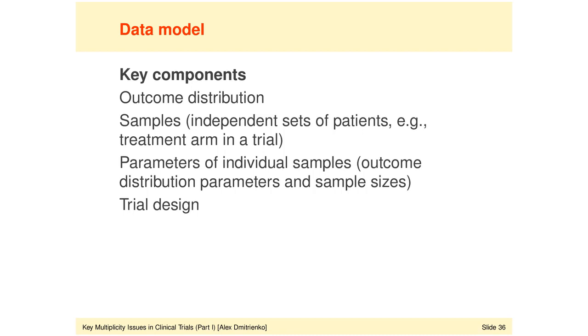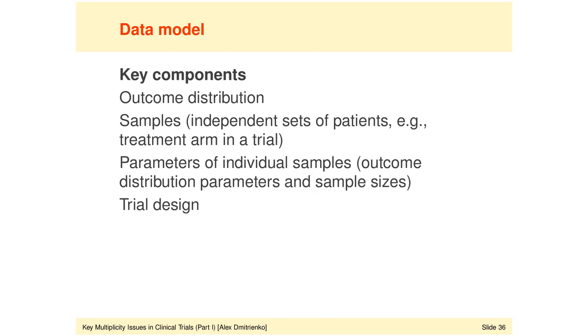The first component is a data model shown on this slide that defines the process of generating patient data in a clinical trial. This model focuses on specifying the parameters of individual samples within a single trial, and samples are defined as mutually exclusive groups of patients. Data model includes the following specifications. First of all, we need to specify the outcome distribution, or the distribution of the primary endpoint in this clinical study, as well as its parameters.